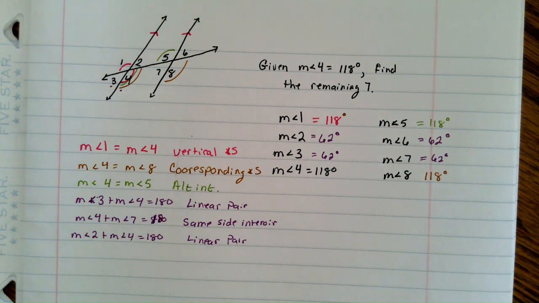So that's what we really need to know, is that they're either going to be adding to 180 or they're going to be the same size. When you have parallel lines cut by a transversal, that's all we're going to see.